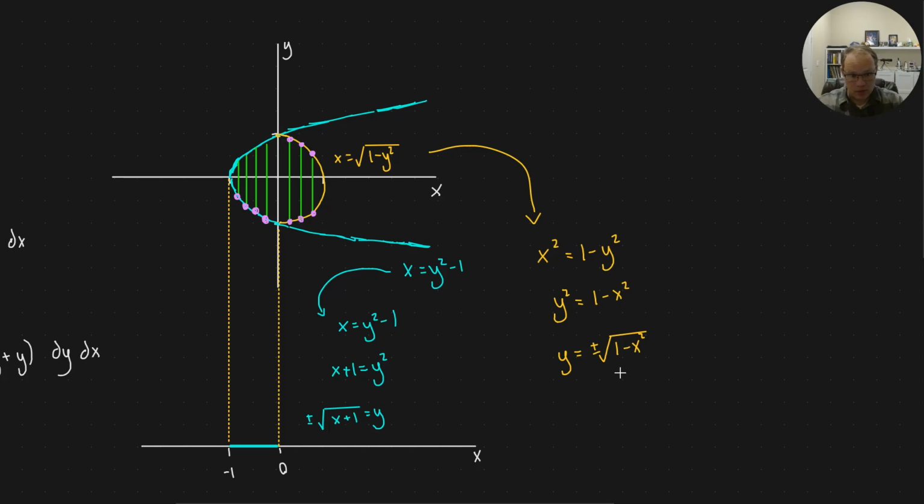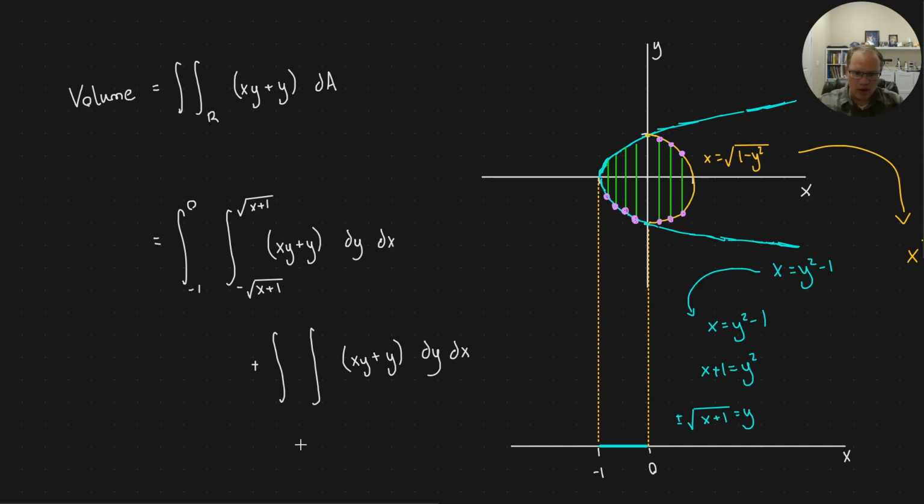The positive would be where the y's are positive. That's the top half of that circle. The negative are where the y's are negative. That's the bottom half. So that's going to give us our limits of integration. We want to go from the bottom half of the circle, y equals negative root 1 minus x squared, to the top half, y equals positive root 1 minus x squared.